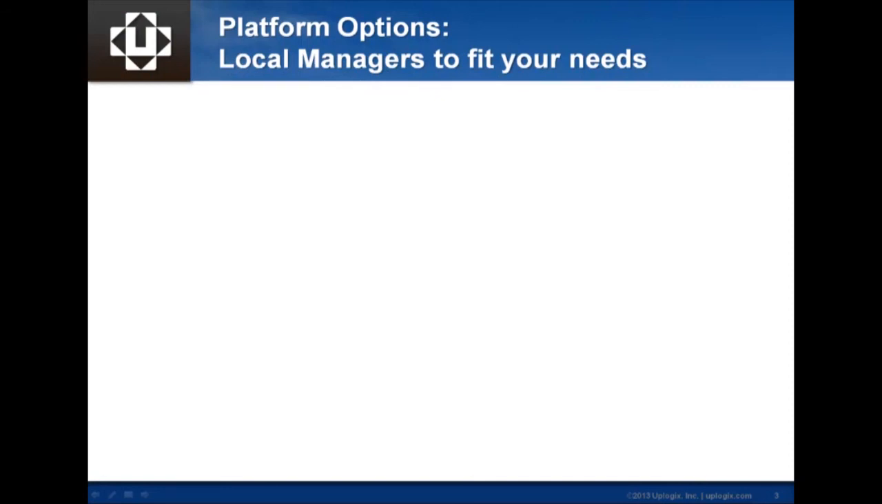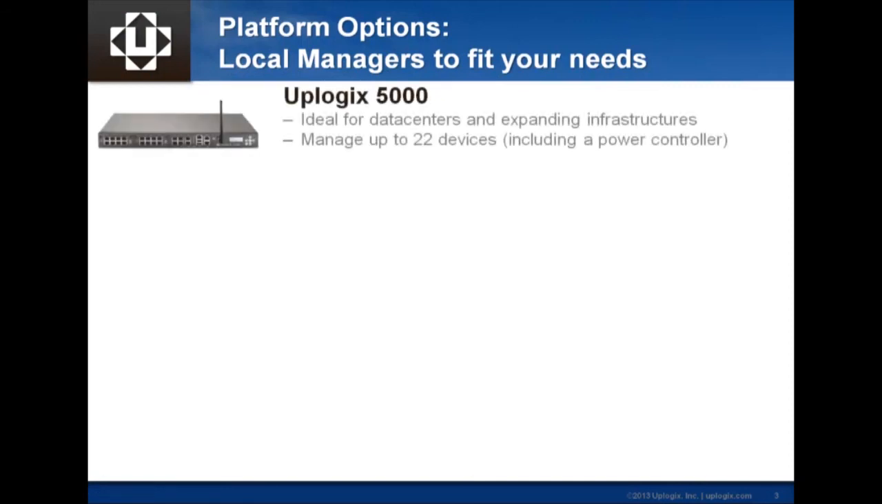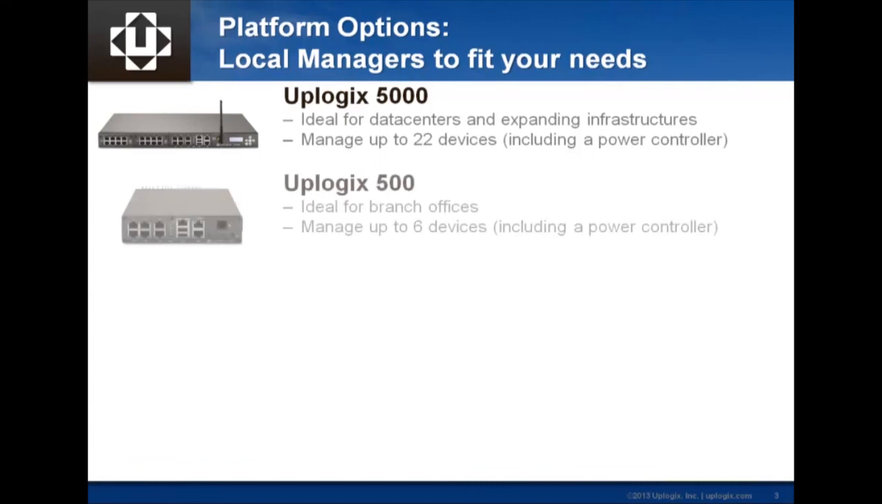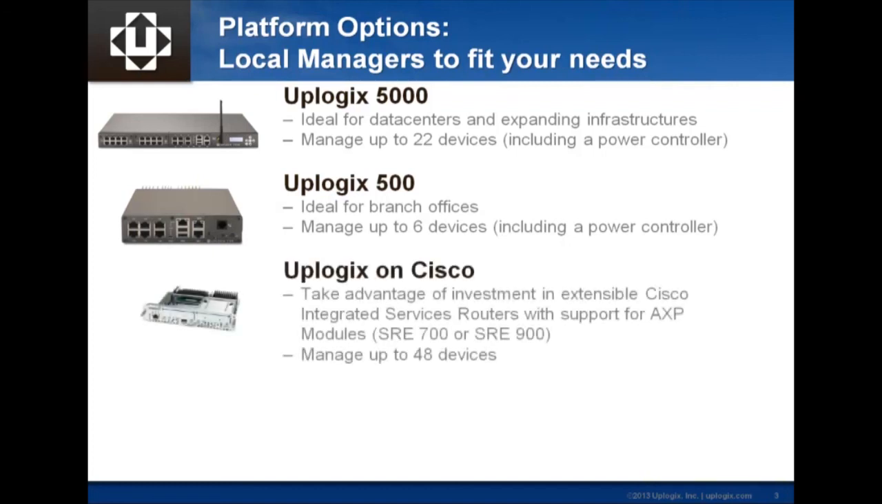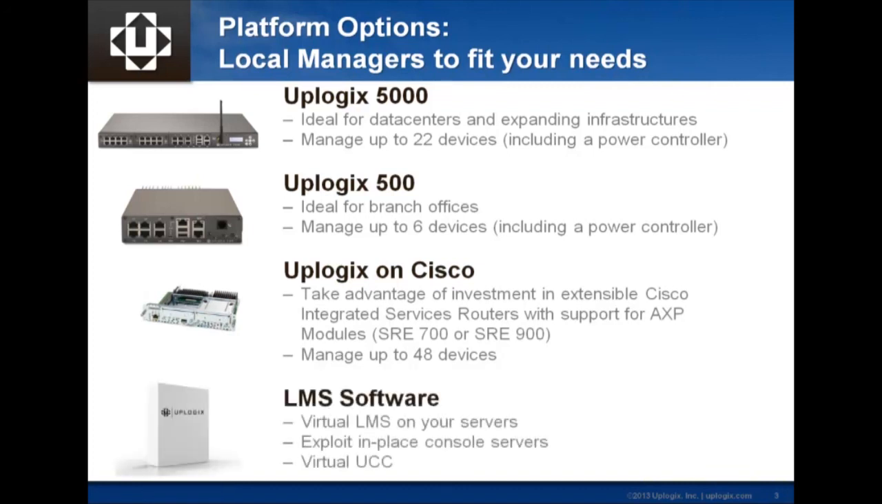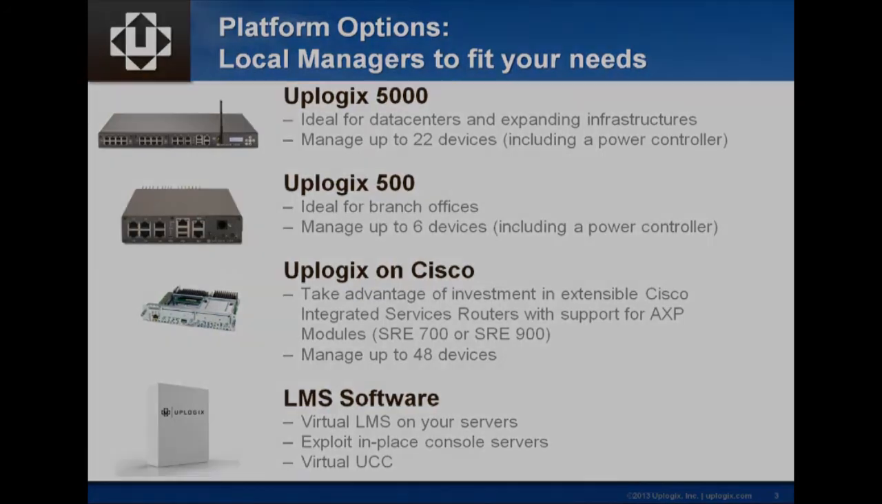We have a variety of hardware options to suit your needs, from the Uplogix 5000, which has up to 22 devices that can be managed, which is ideal for data centers, and the smaller 500, good for those branch office locations that can manage up to 6 devices. In addition, we can load our software onto an SRE blade and run it on an existing Cisco router. Also, we offer custom virtual solutions that you can put in place to exploit your already existing console servers that you may have deployed across your infrastructure.